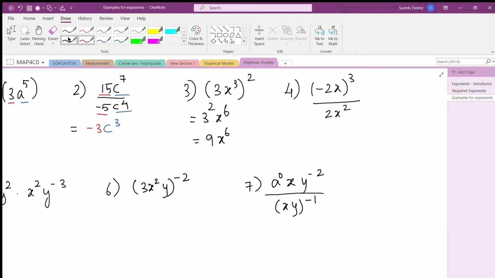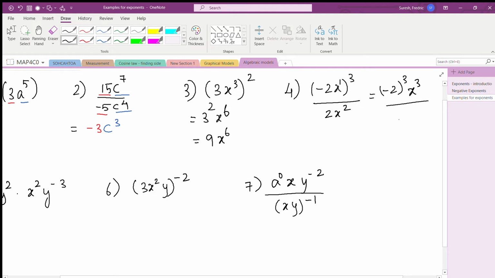Number 4, we have a power rule, that is a 3 here, and you have a quotient as well. So let's do the power rule first. And so what we do here is negative 2 to the power of 3. And since we don't have a power on the x, we can assume the power to be a 1. So it is x to the power of 1 times 3. We have to multiply that. So 1 times 3 is 3 itself.